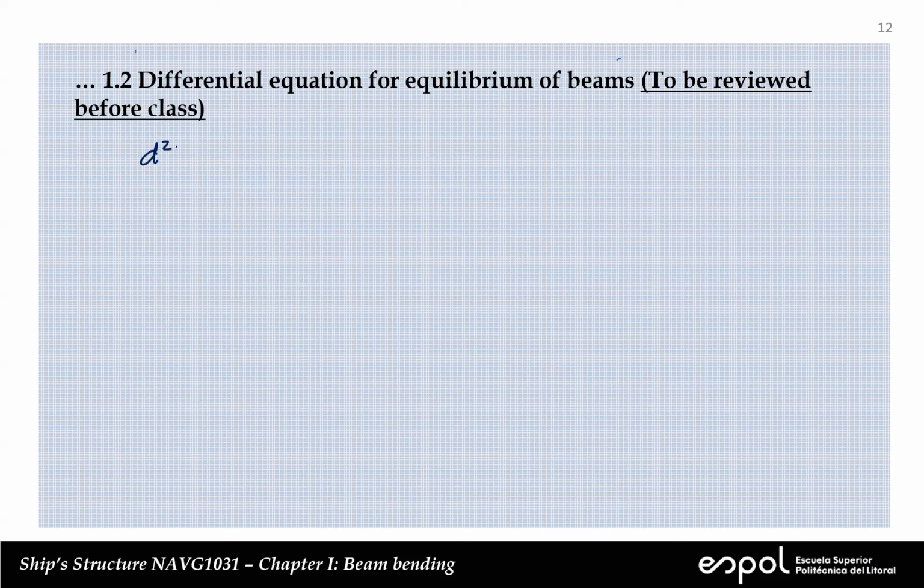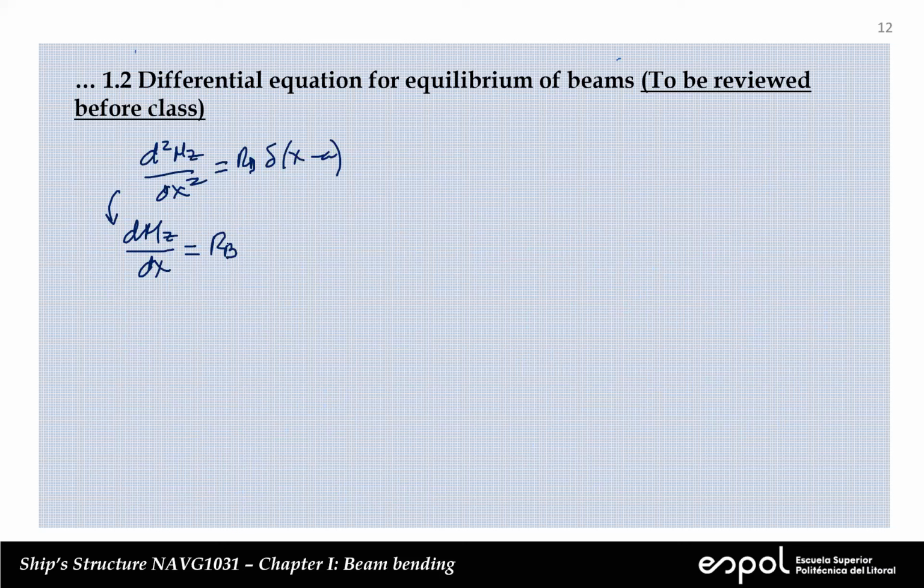we have the second derivative. It's equal to the reaction delta Dirac at A. We integrate, so we say dMz/dx is equal to the integration of the delta Dirac function? It's the step function. We know that. But we have to include one integral. If we integrate one more time, we say Mz is equal to, what's the integration of this? That's the ramp function.